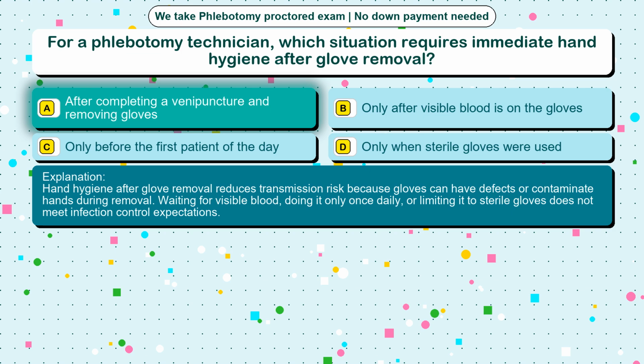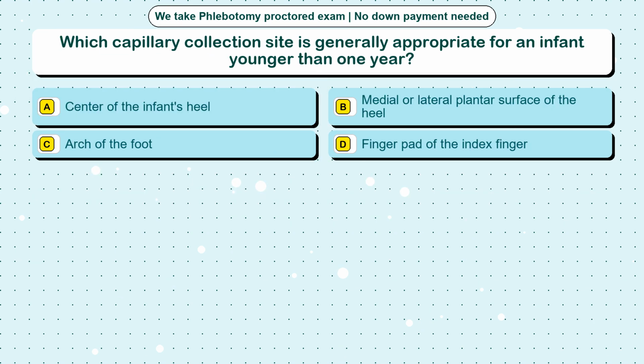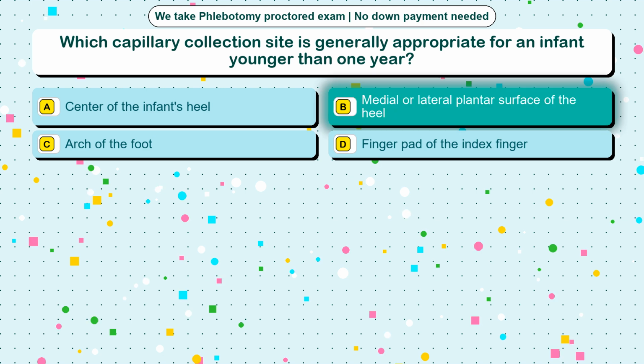Question 23. Which capillary collection site is generally appropriate for an infant younger than 1 year? Option A. Center of the infant's heel. Option B. Medial or lateral plantar surface of the heel. Option C. Arch of the foot. Option D. A finger pad of the index finger. The correct answer is option B.